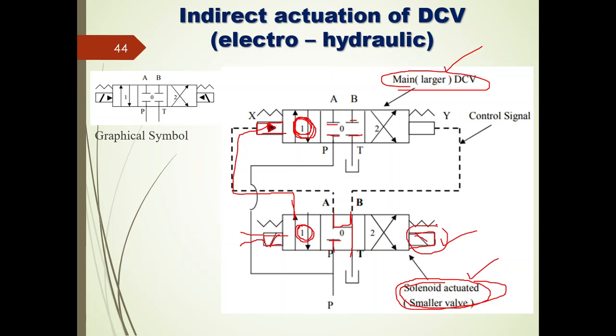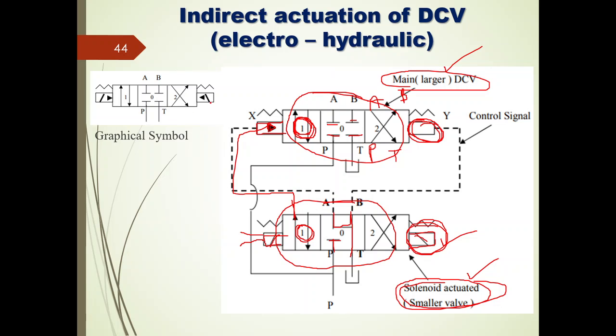Similarly, when you actuate the right envelope of the smaller direction control valve, then obviously the hydraulic pressure will be acting on the right envelope of this main direction control valve, so that I'll be connecting pump to B and A to T, right? So this is nothing but indirectly actuating the main direction control valve with the help of another direction control valve, which is operated with the help of electrical signals, right?